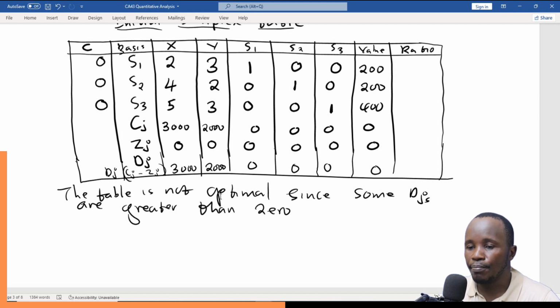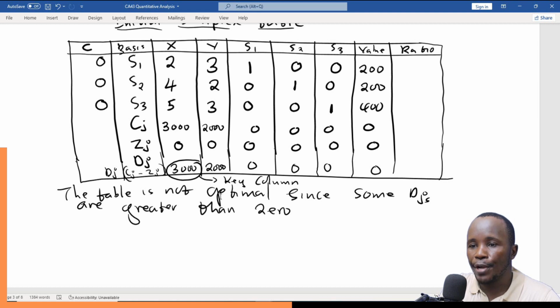Having found values which are greater than 0, we look at the greatest or the highest value. In this case, I have 3000 being the highest value. We call this one the key column.